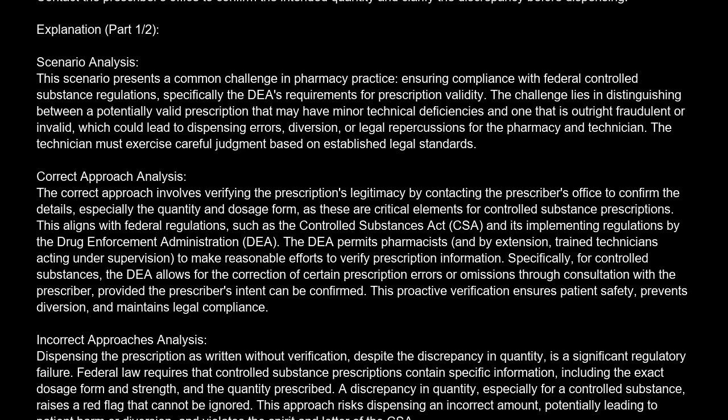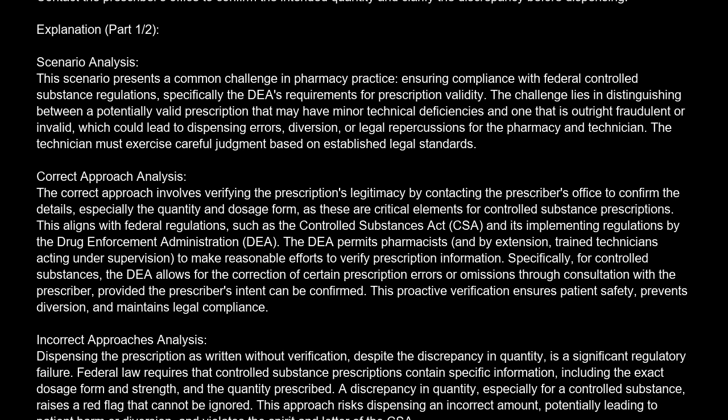The challenge lies in distinguishing between a potentially valid prescription that may have minor technical deficiencies and one that is outright fraudulent or invalid, which could lead to dispensing errors, diversion, or legal repercussions for the pharmacy and technician. The technician must exercise careful judgment based on established legal standards.